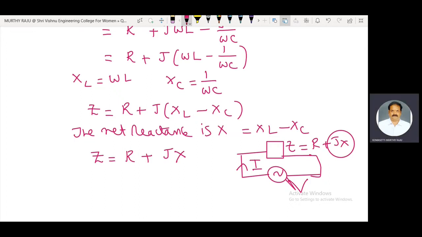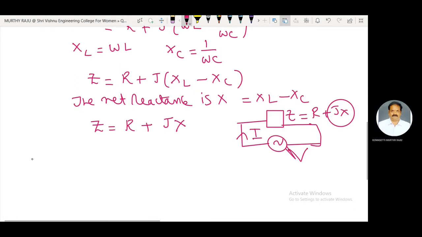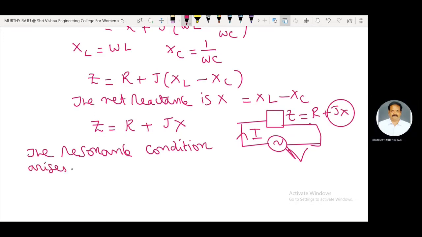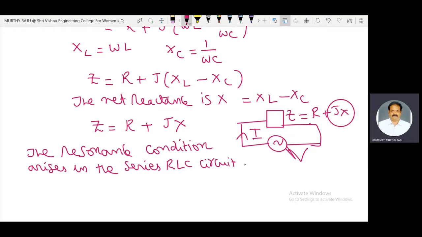The resonance condition arises in the series RLC circuit when the inductive reactance is equal to the capacitive reactance. Both are in phase, which means the imaginary term must be equal to zero. The resonance condition arises in the series RLC circuit.